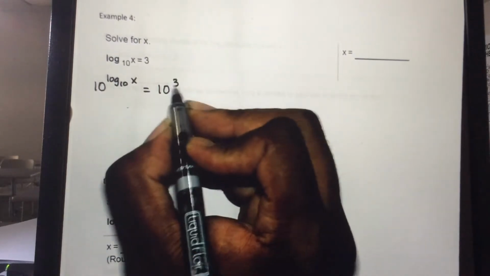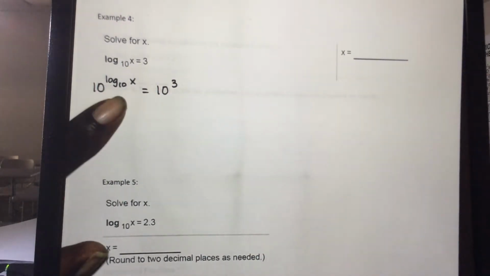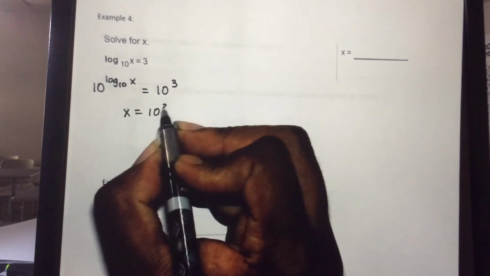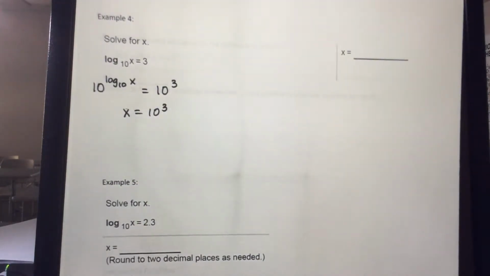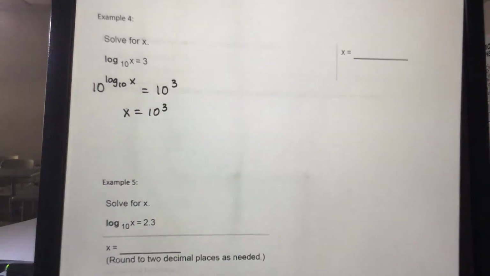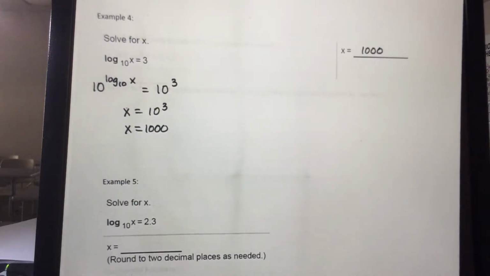So this will be 10 raised to this expression, log to the base 10 of x, equal 10 to that number, 3. So I'm putting powers of 10 on both sides of this equation. Because on the left side, if I have 10 raised to the log to the base 10 of whatever, it's going to be whatever, because 10 and log to the base 10 are inverses. This will be gone, you'll be left with x equal to 10 to the third. And if you evaluate 10 to the third on your calculator, you'll get 1,000. So x will be equal to 1,000. And that's all there is to it.